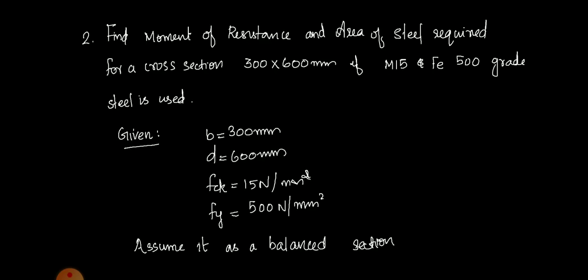Next question: find the moment of resistance and area of steel required for a cross section 300 by 600 mm, if M15 and Fe500 grade steel is used. Okay, we have to find out Mu and area of steel. In the previous question, we had to find out effective depth and area of steel. Here we have to find out Mu and area of steel. Given the breadth, depth, fck, fy, all those details are given. For finding out the area of steel, we are assuming that the section is a balanced section.